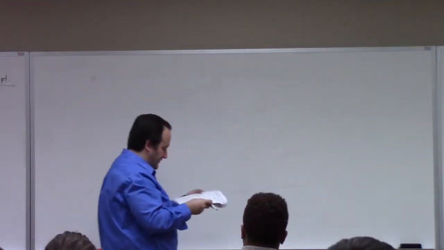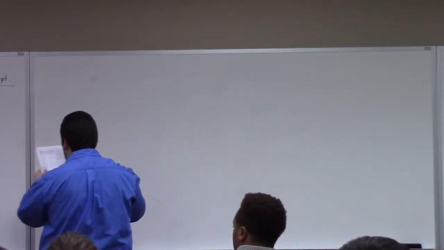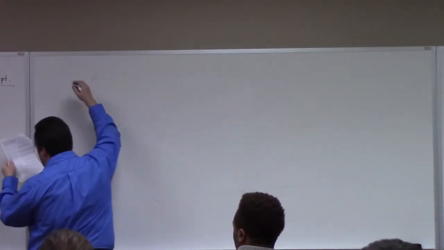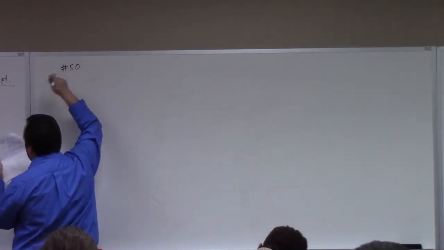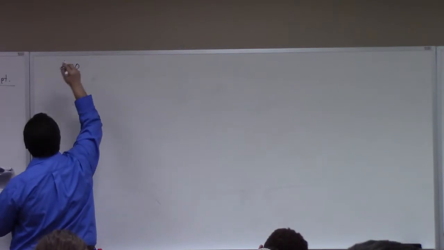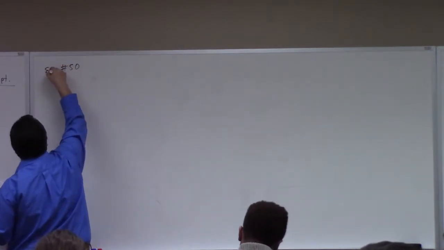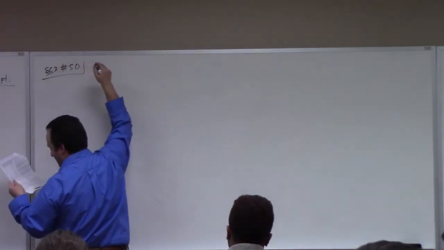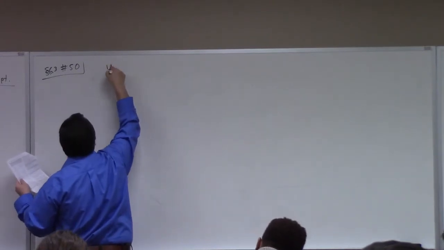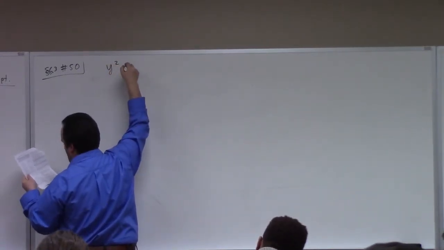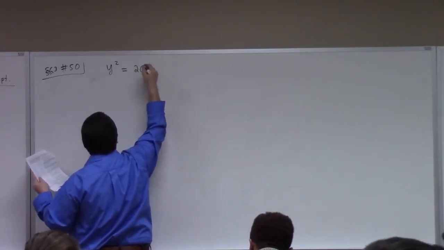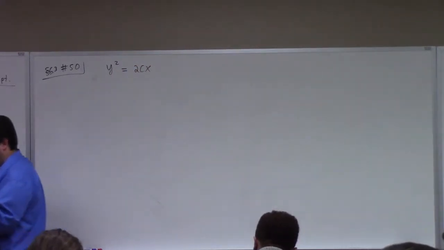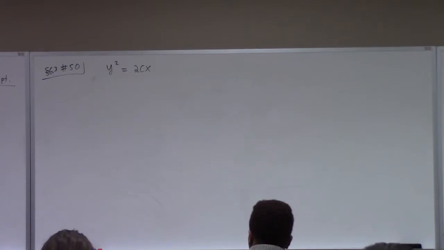here we go. This is page 406. This is orthogonal trajectory problems. I'll try to work one of the even ones for you, since I didn't assign those. Let's try to do number 50 of section, where are we? 6.3, I think. So I'm faced with y squared equals 2cx. I'm supposed to find orthogonal trajectories to this family of curves.